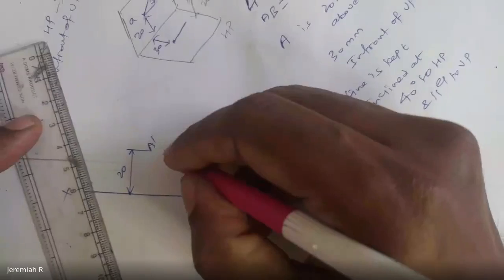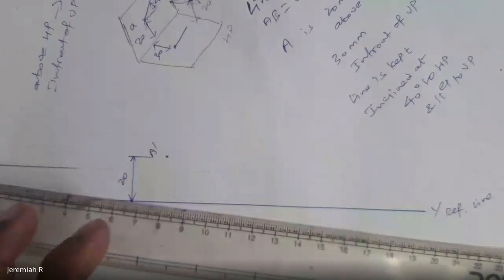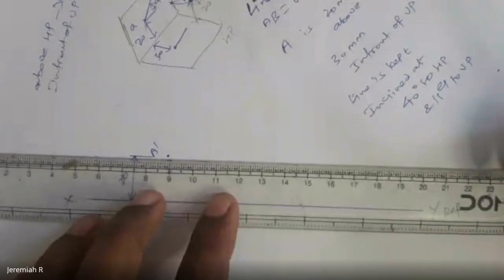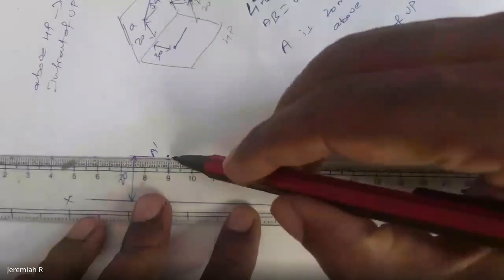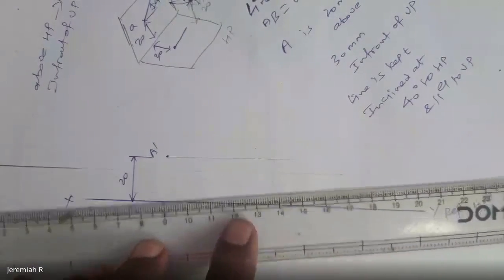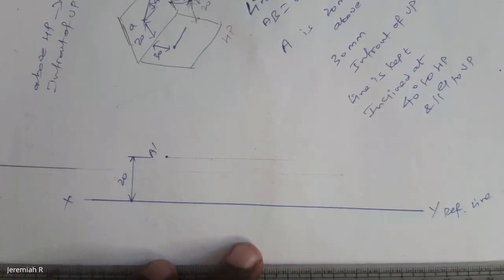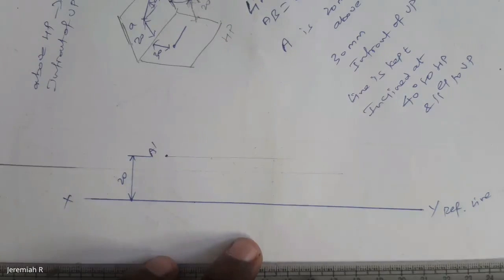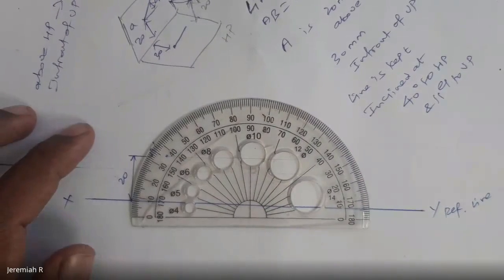Distance is 20 mm. So through this, I can... Everything you have to use pencil only for clarity purpose. I'm using pen, so don't. Draw one horizontal line here, because it is inclined. How much is it inclined? The line is inclined at 40 degrees to HP, but parallel to VP.